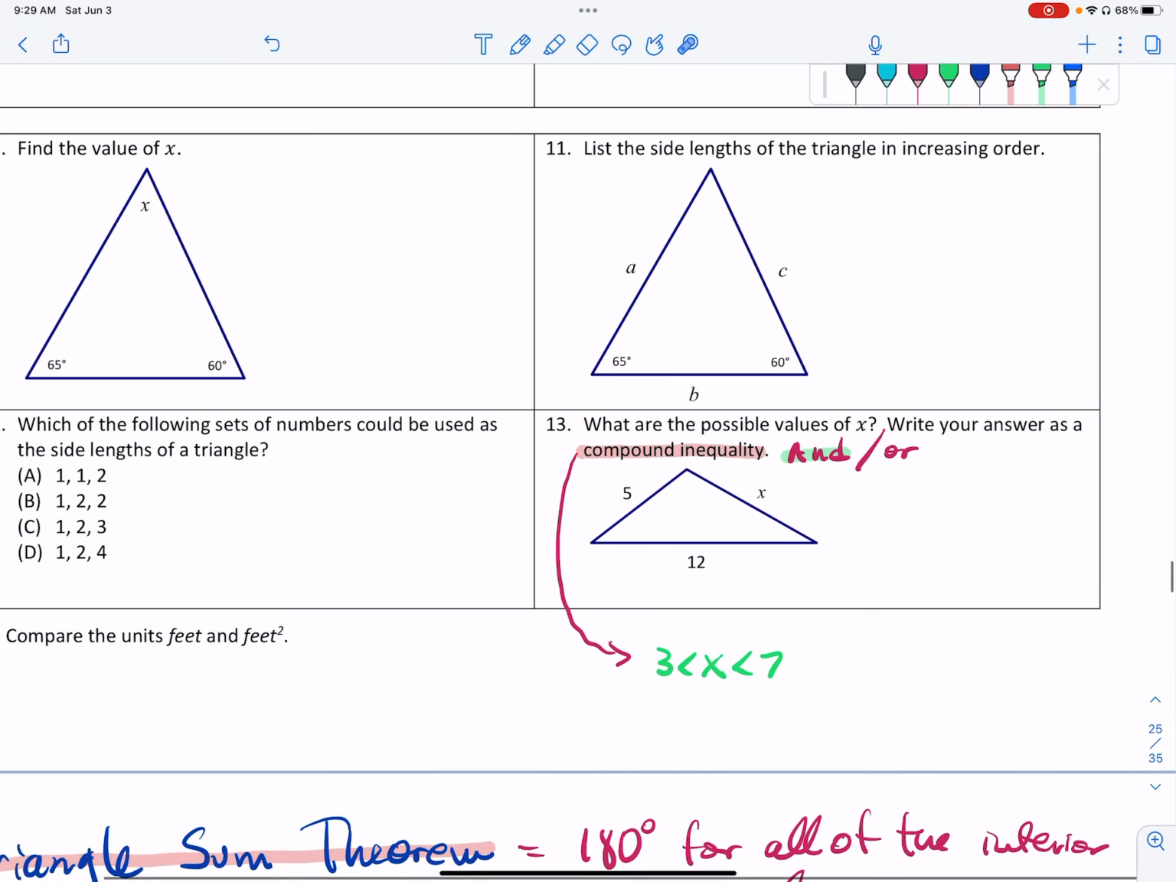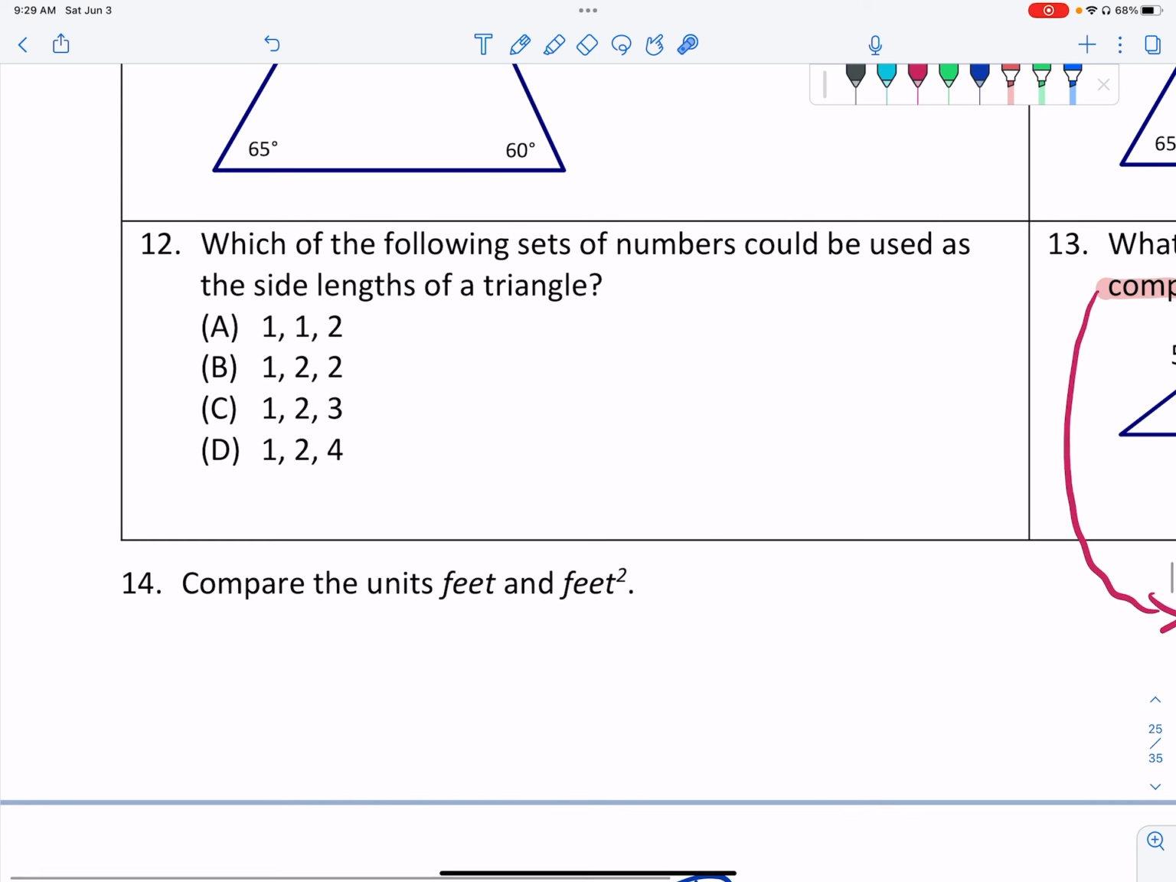All right, and then one last thing before we go, and that is on number 14, comparing units, feet and feet squared. What I want you to think of is not necessarily the fact that this is squared as in feet times feet, which really is what it is. It's about dimensions of stuff. One dimension versus two dimensions, and then you eventually learn about volume, which has 3 dimensions, and what kind of measurements these things are associated with. Feet measure one kind of thing that's different from what feet squared are supposed to be measuring.